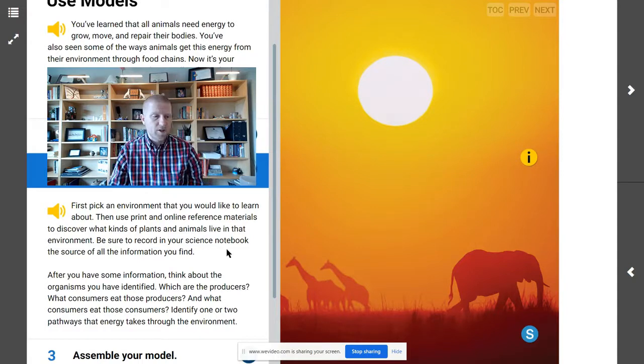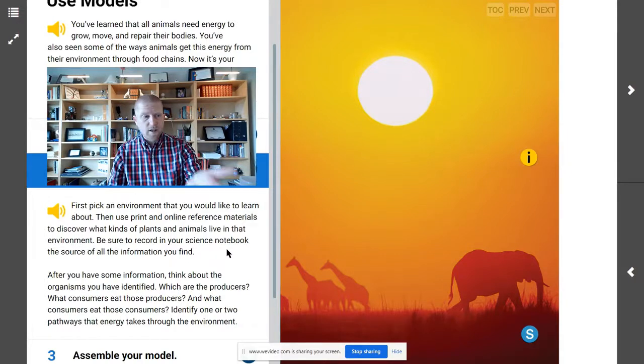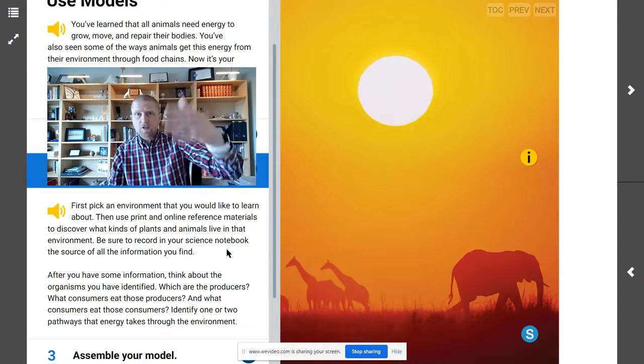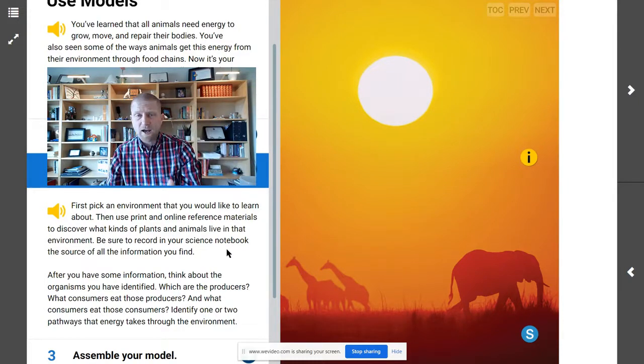After you have some information, you need to think about the organisms you've identified. What are the producers in the environment you chose? What consumers eat those producers? And what consumers eat those consumers? You have to identify one or two pathways that energy takes through the environment. And then you are actually going to be using Google Slides and building your own model.